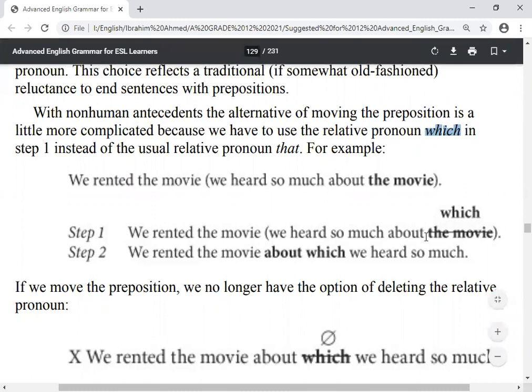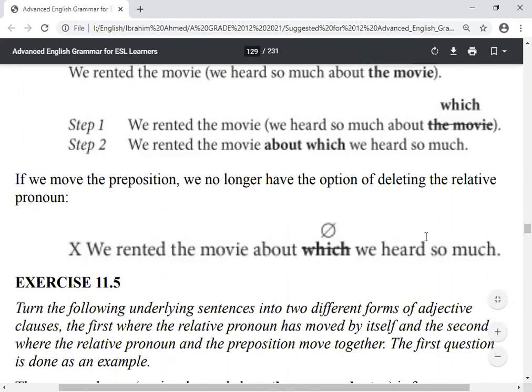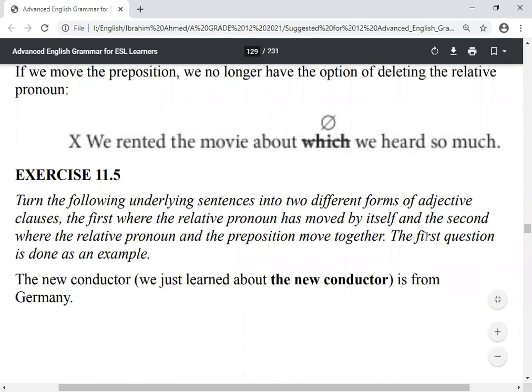If we move the preposition, we no longer have the option of deleting the relative pronoun. We can't delete it. We can't say "about we heard so much." It would be meaningless. This sentence is wrong: "We rented the movie about we." As we said, we can't delete. We don't have this option here.